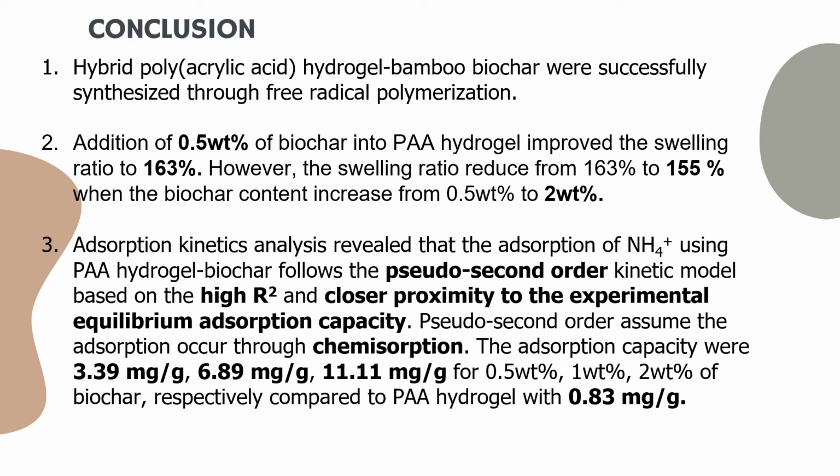The absorption kinetic analysis revealed that the absorption of ammonium ion using PA hydrogel biochar followed the pseudo-second order kinetic model, based on the high R-square value and closer proximity to the experimental equilibrium absorption capacity. Pseudo-second order assumes the absorption occurred through chemisorption. The absorption capacity was 3.39, 6.89 and 11.11 mg per gram for 0.5%, 1 and 2% of biochar respectively, compared to polyacrylic acid hydrogel with 0.83 mg per gram.